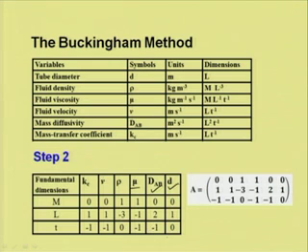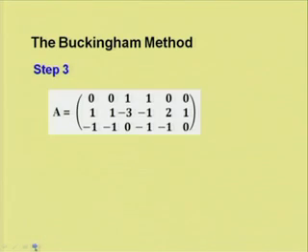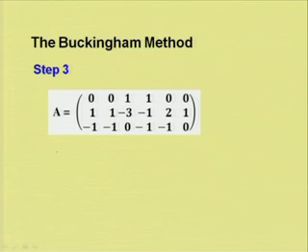Then the exponents of these dimensions will form a matrix which is known as the dimensional matrix. So, this is our dimensional matrix, and we have to find out the rank of this matrix. The rank of this matrix we can find out using MATLAB or some other program. For this case, r is equal to rank of A, which is 3.